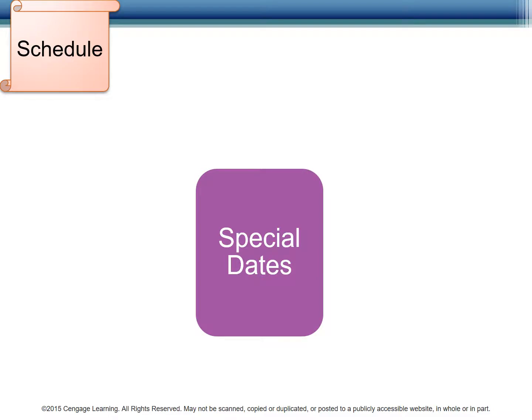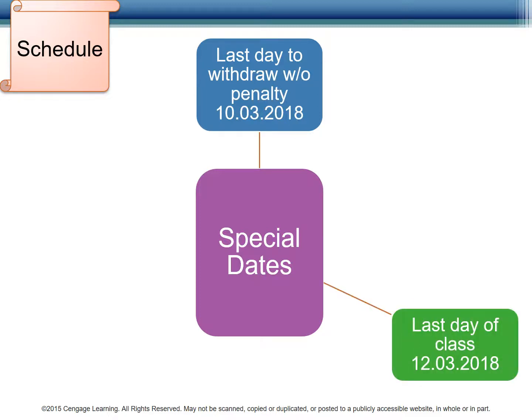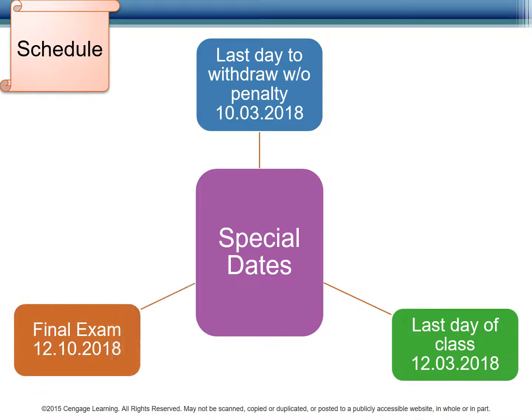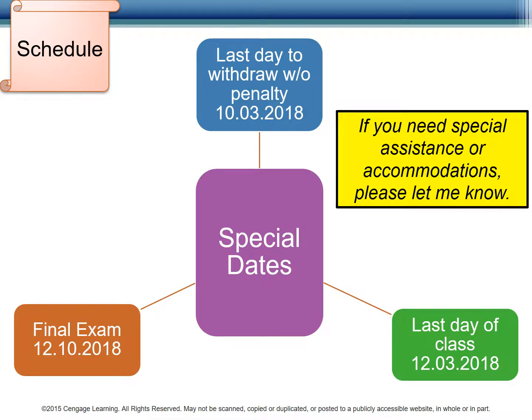There are a few special dates that you need to be aware of. The last day to withdraw without academic penalty is 10/3/2018. The last day of class is 12/3/2018, with the final being due on 12/10/2018. If you need special assistance or accommodations, please let me know.